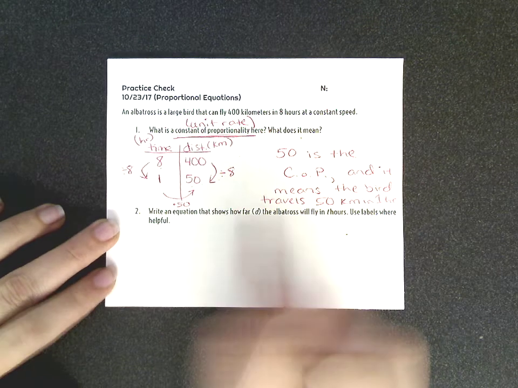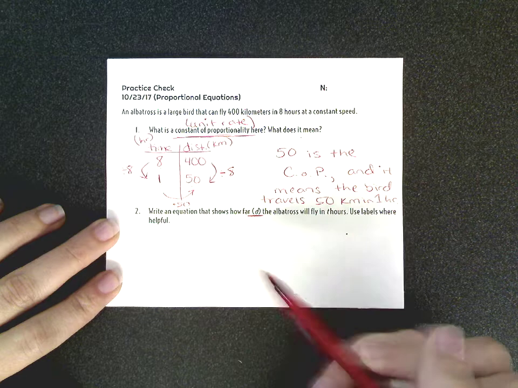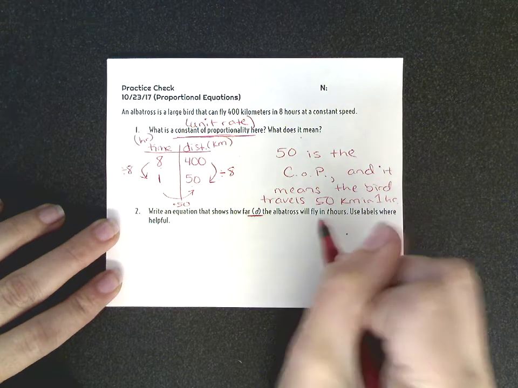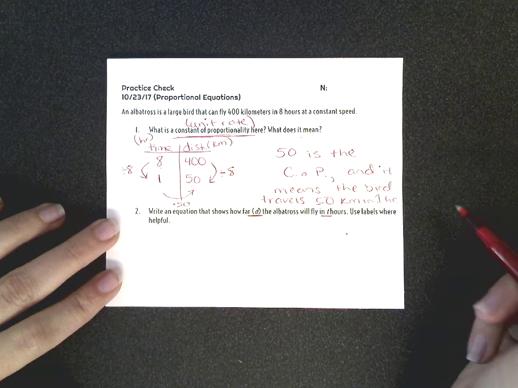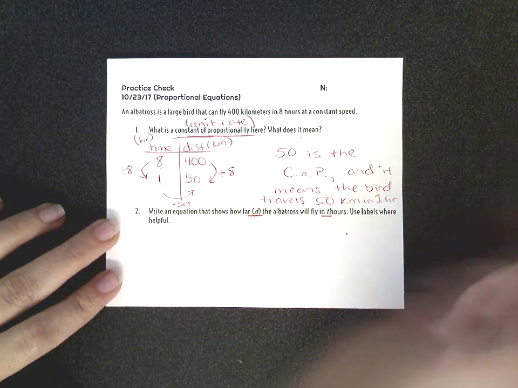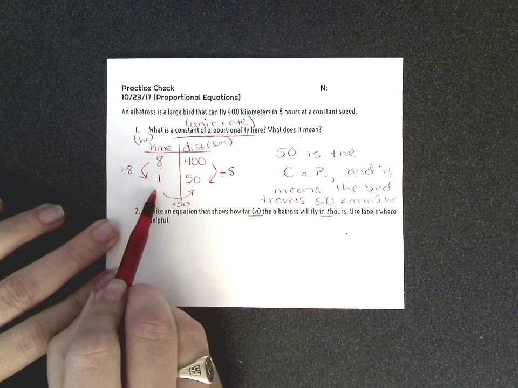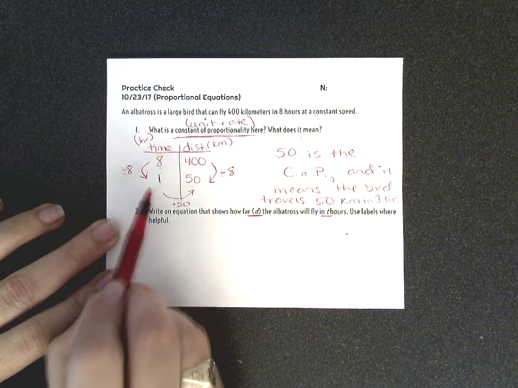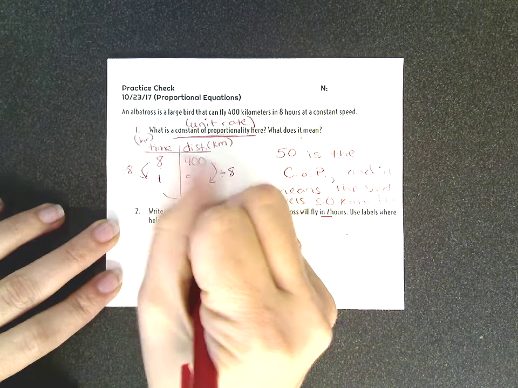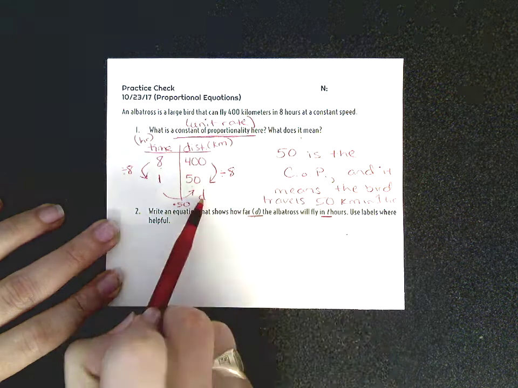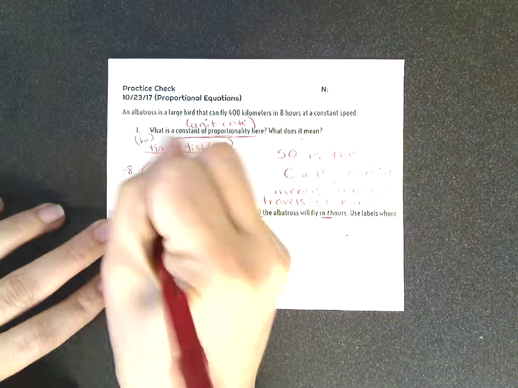So now I want to write an equation that involves how far, d for distance, it's going to fly in a certain amount of time, t hours. I can use labels if they are helpful to me. So I think it's going to be helpful to think about my table here. So how far, d, that's going to be distance. T hours is my time.